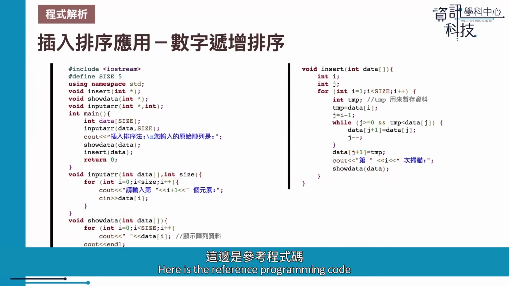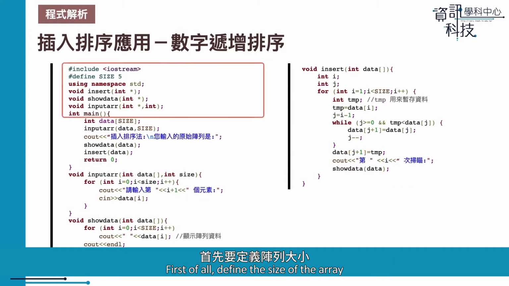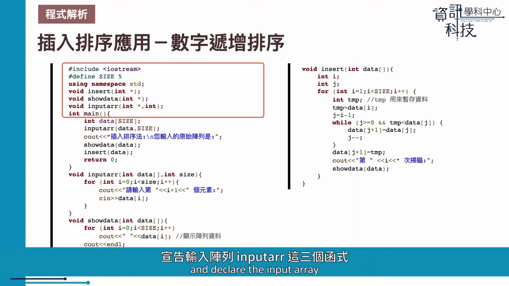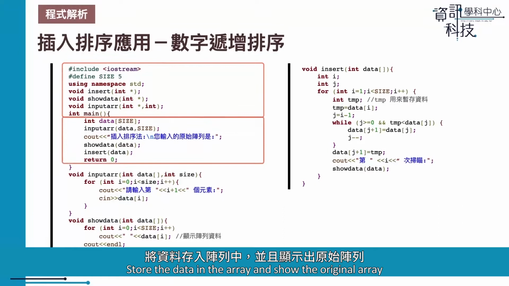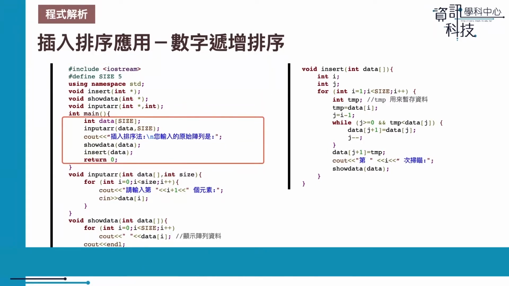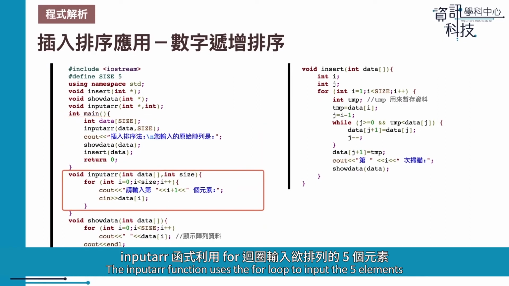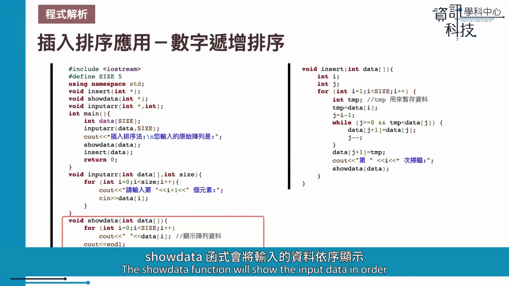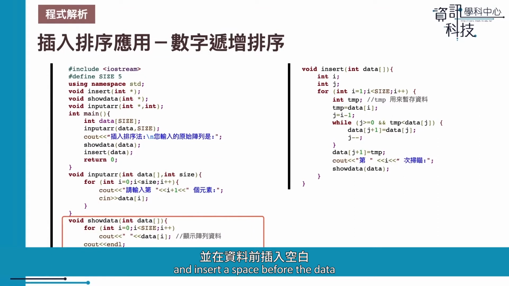Here is the reference programming code. First of all, define the size of the array and declare the insert sort algorithm insert, declare the show data, and declare the input array. Store the data in the array and show the original array. The input array function uses the for loop to input the 5 elements to be arranged and display text. The show data function will show the input data in order and insert a space before the data.